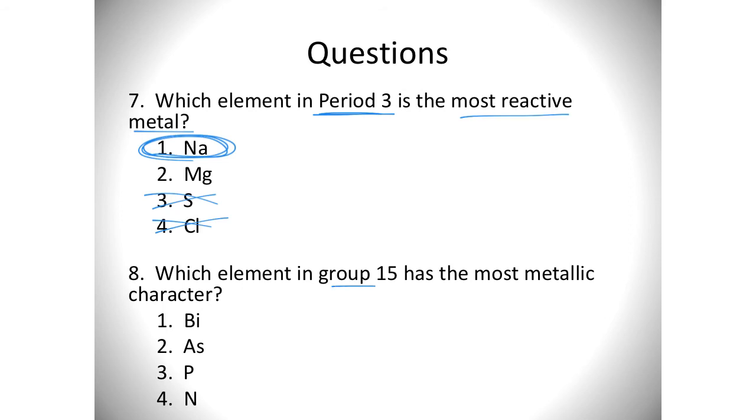Number 8, which element in group 15 has the most metallic character? So you would want to pick group 15 closest to the bottom or closest to the metals. So if we look at these elements, not nitrogen, because that's at the top of the group, and Bi is at the bottom of the group, so that's going to be closest to francium, and it's down at the bottom of the group.